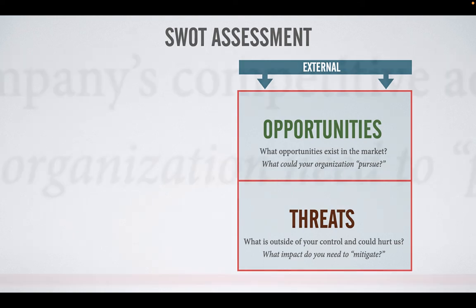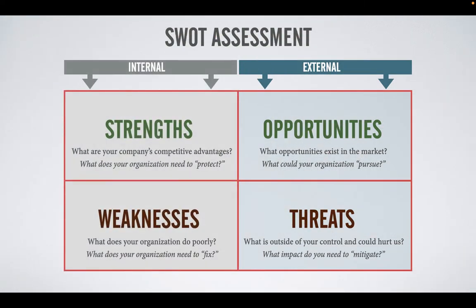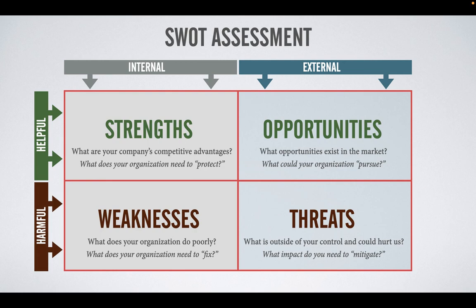Finally, let's take a look at the SWOT overall. Now you can see the strengths and weaknesses on the left side are all internal to the organization. On the right side, the opportunities and threats are external factors. This gives us a complete view of the organization from the inside and the outside. Strengths and opportunities are typically helpful to the organization, and weaknesses and threats are typically harmful.